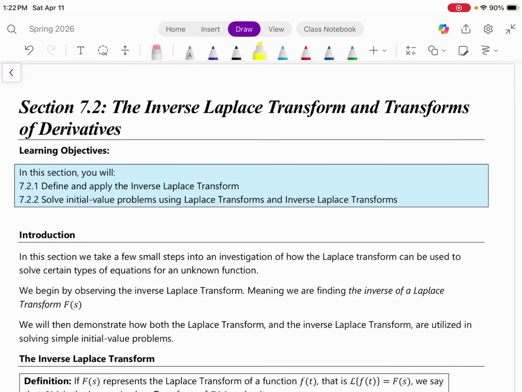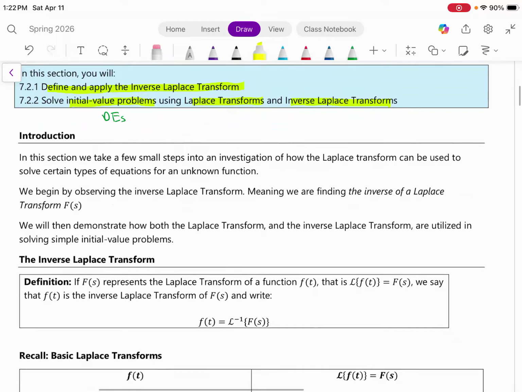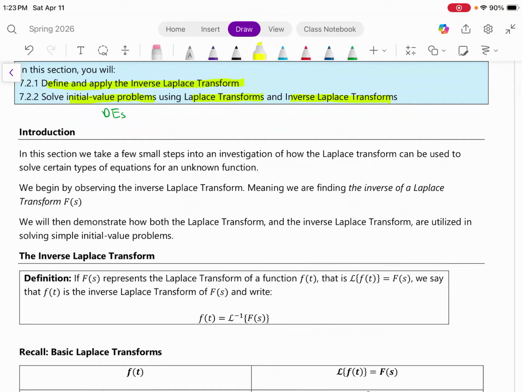So the two learning objectives for this section are going to be define and apply the inverse Laplace transform, and we're going to be able to solve initial value problems, meaning differential equations, using the Laplace transform and the inverse Laplace transform together. Okay, so let's introduce what the inverse Laplace transform is and recap a couple things before we go through some examples, okay?